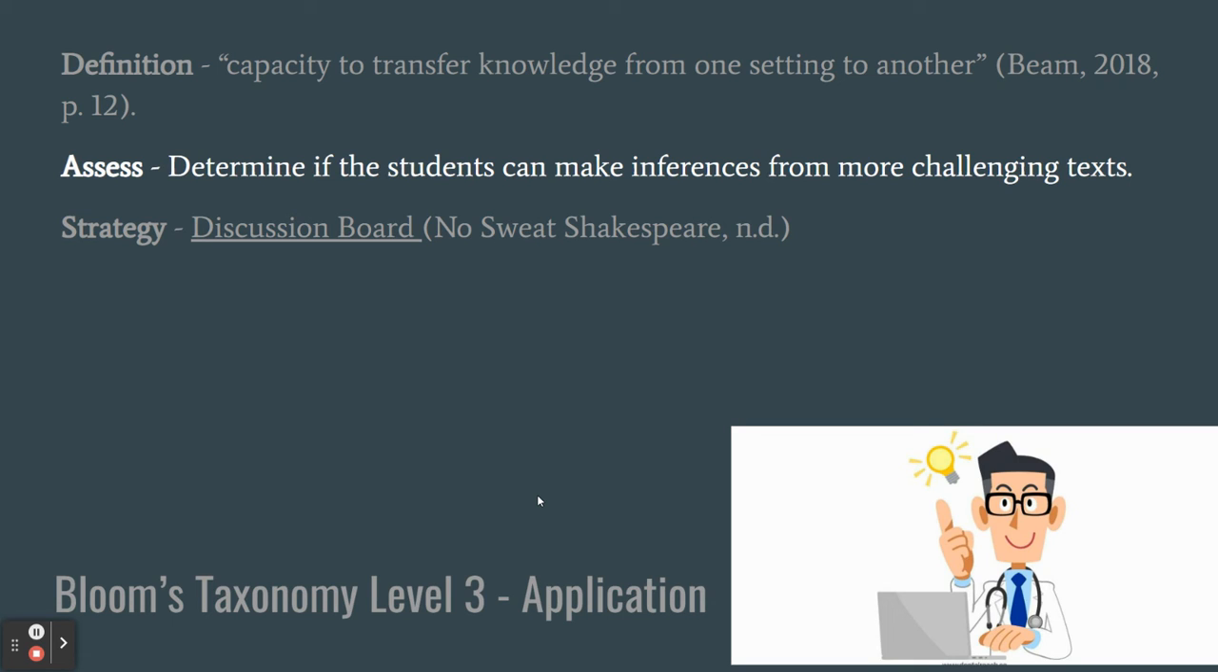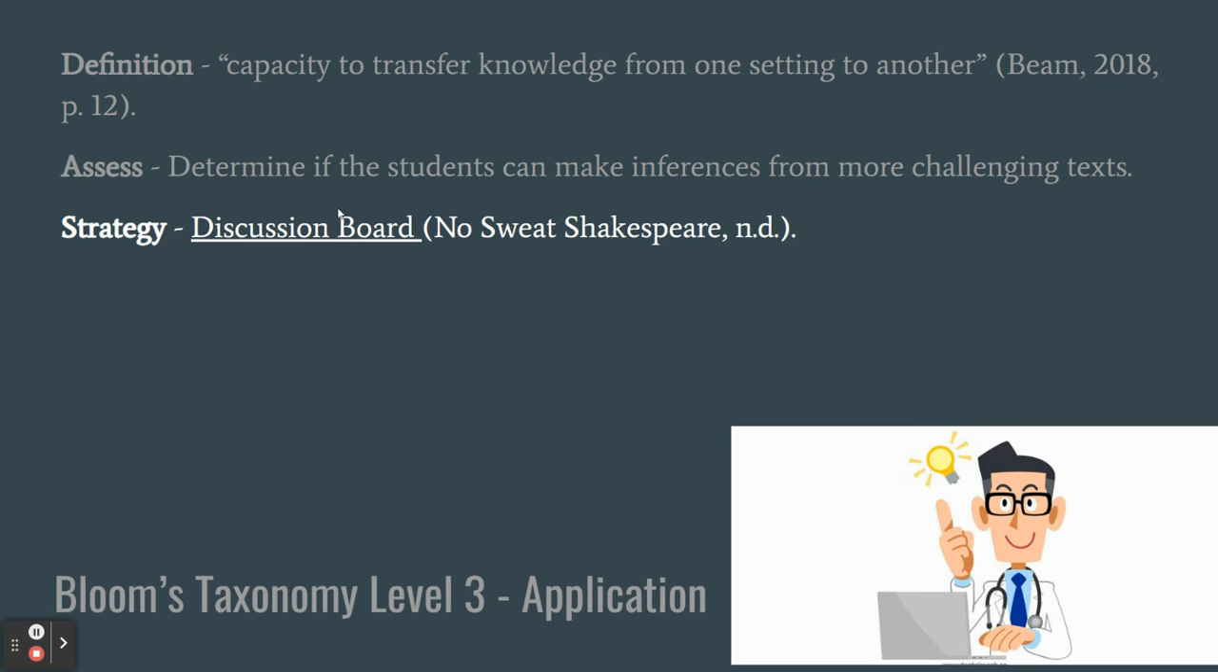So we want to go to a more challenging text for the students to see if they can still apply those same skills from the very basic text that we gave them on that first level with the Kahoot to something a little more challenging. For this, the strategy that I would suggest is a discussion board through Canvas or whatever learning management system your school uses. We use Canvas. So I would set up a discussion board and have students read a passage.